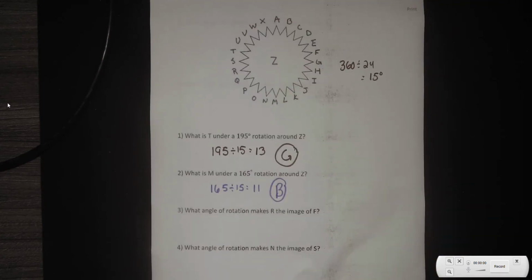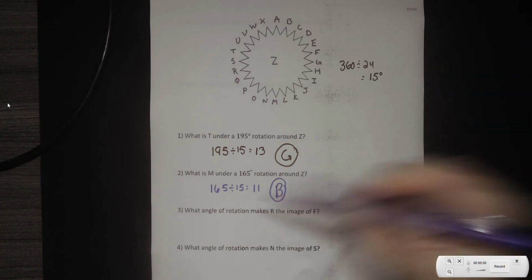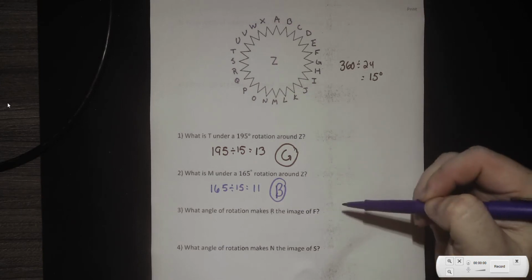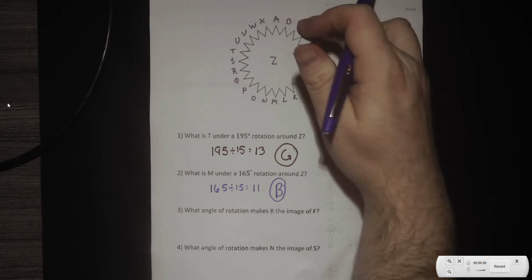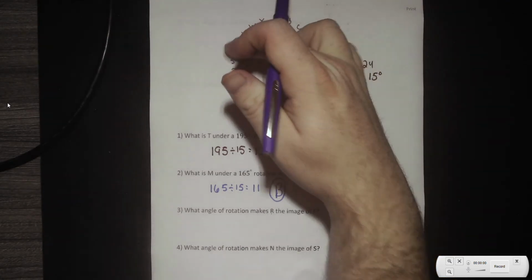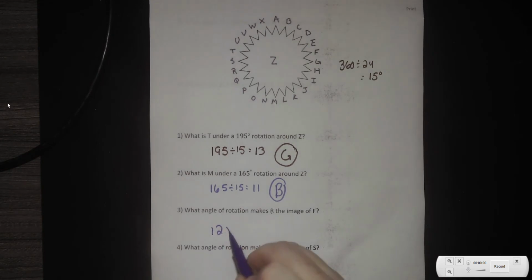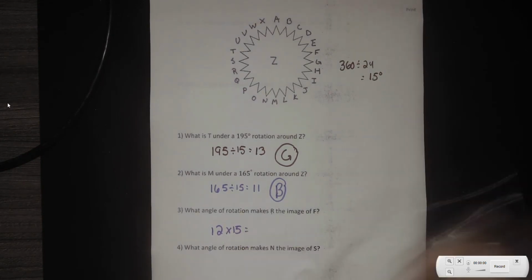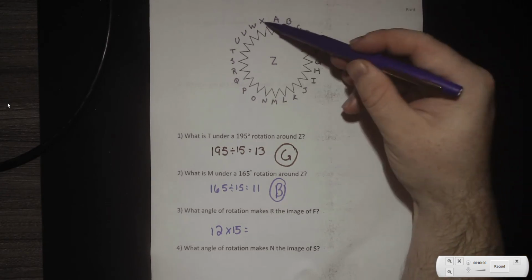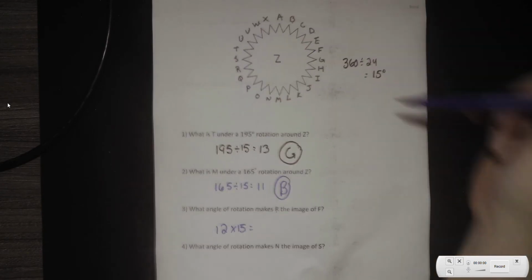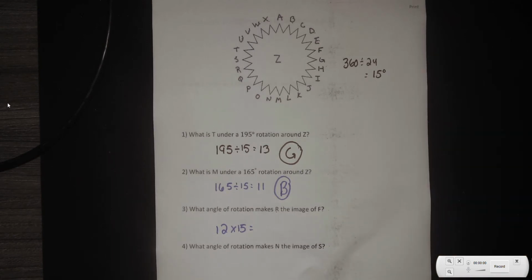What is the angle of rotation that makes R the image of F? Same thing as before. R is the image of F, so F is the preimage, and I'm going to R. So here's F. 1, 2, 3, 4, 5, 6, 7, 8, 9, 10, 11, 12. Just double check that real fast. 1, 2, 3, 4, 5, 6, 7, 8, 9, 10, 11, 12. Okay, 12 it is. So it's 12 times 15. That gives me 180.